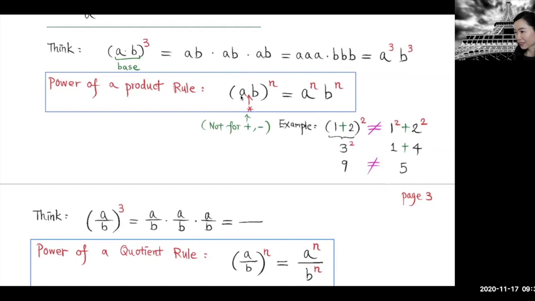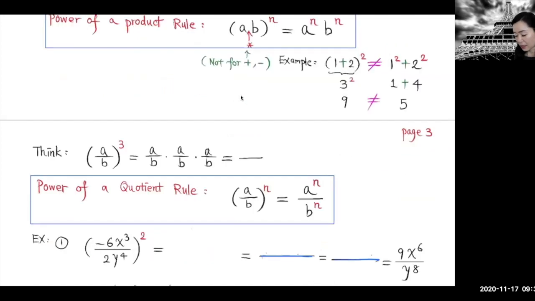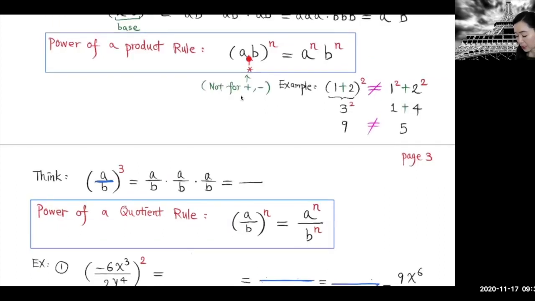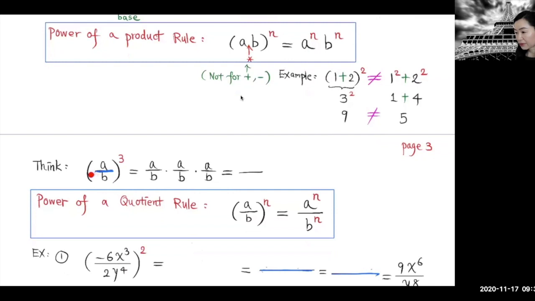Okay, the next one. What if this is a division? Over here it is multiplication, so you can apply the power. What about when you have a division? The base over here is a over b. So we're going to repeat a over b times itself 3 times. Now we can multiply across, right? a times a times a gives you a^3. Down here, b times b times b gives you b^3, right?